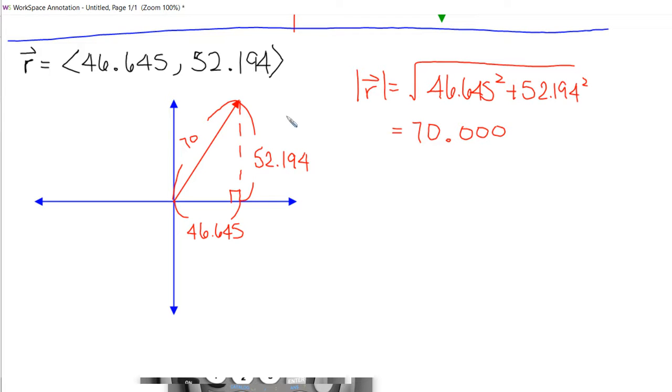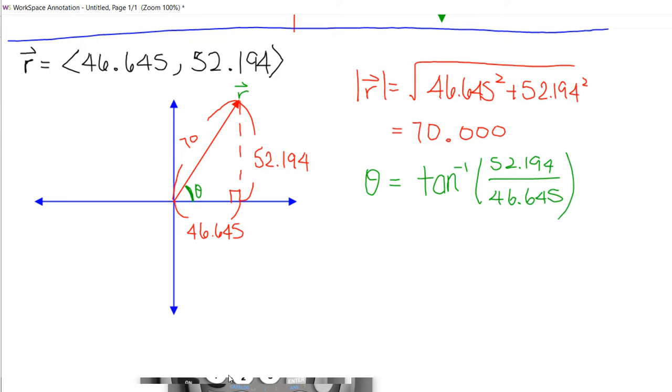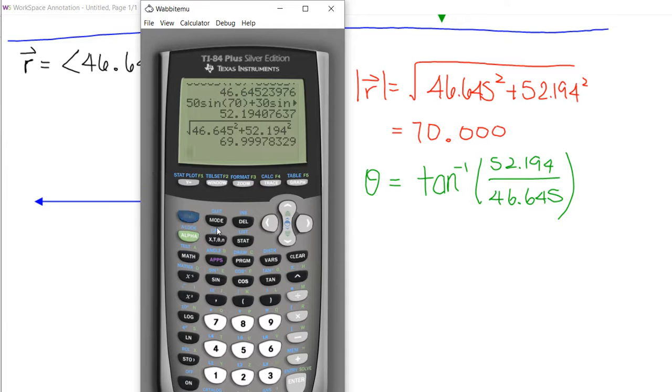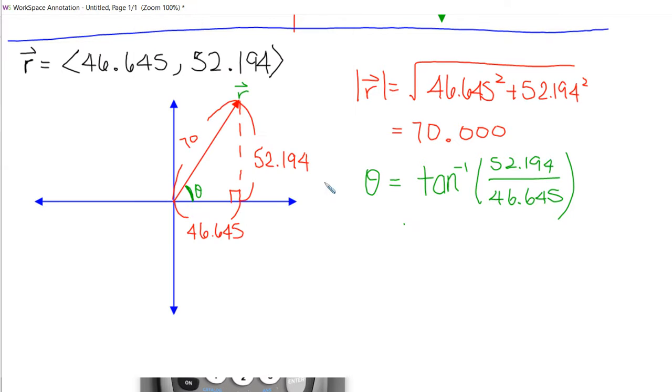Now remember that when you do the theta, since you're doing SOHCAHTOA, your calculator is going to give you your reference angle. So let's go ahead and remember that. Remember, this is our vector r. So we'll do theta equal tangent inverse, because tangent is y over x. We'll do y over x. Okay. So tangent inverse, we'll do y 52.194 over x 46.645. That's going to give us 48.213 degrees.